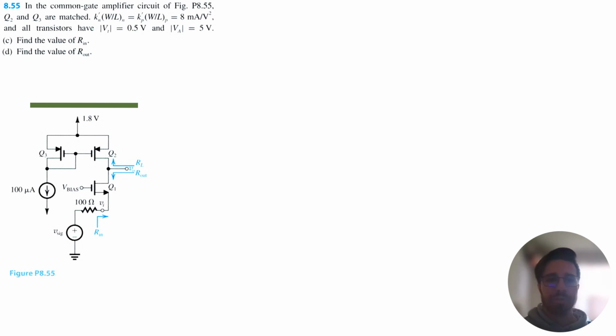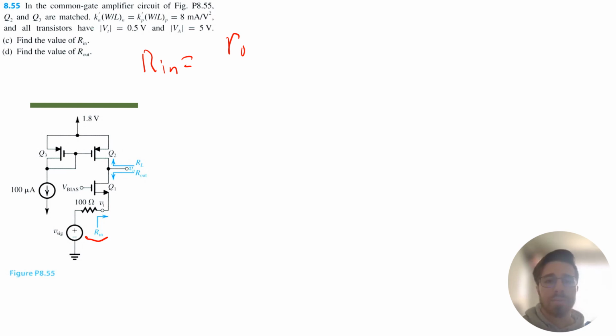Alright, let's continue with part C. We want to find the value of Rin, which is denoted here in the figure. So how do we solve for Rin? Well, Sedra and Smith provides an equation for us based on the common gate amplifier. Really, any amplifier in general, as long as you have Rin denoted, it will be the output resistance of the transistor we're looking at. So in this case, Q1.